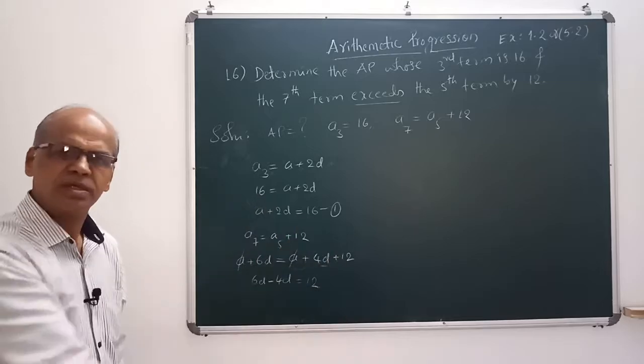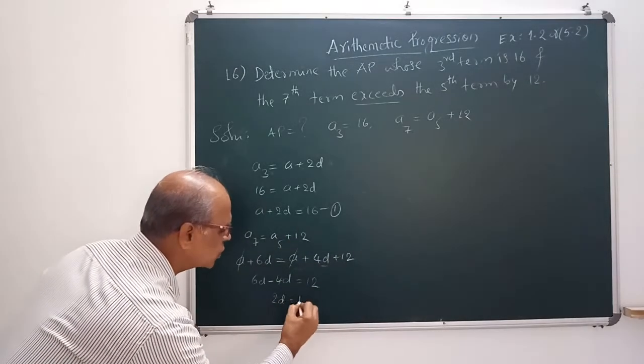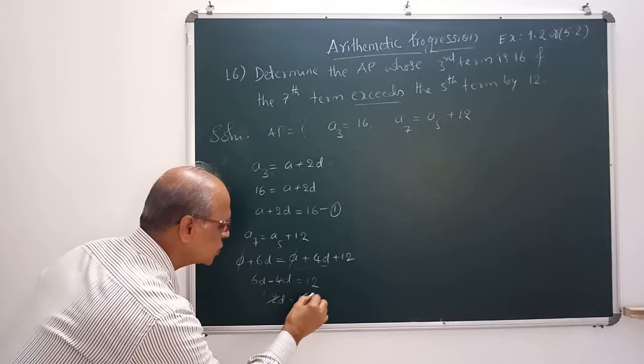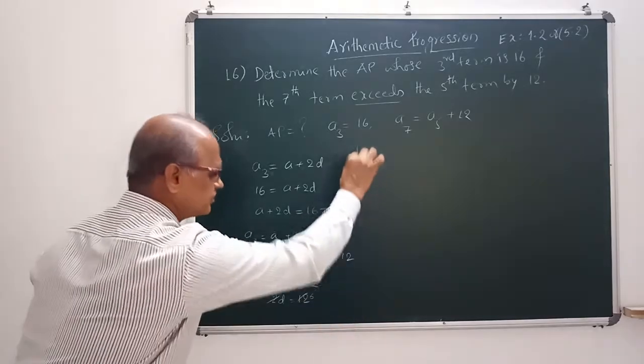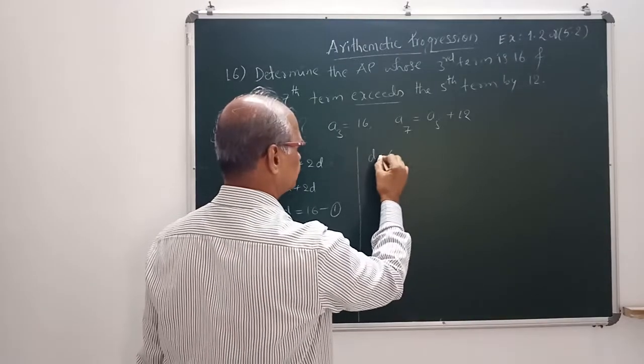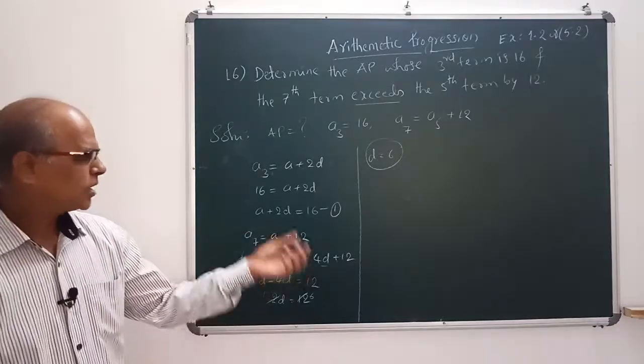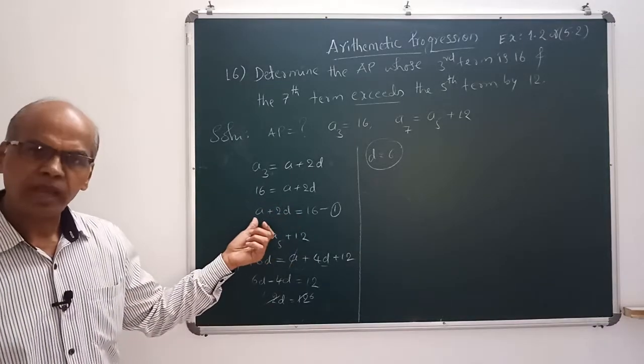This 12 remains on the right hand side. Now 6 minus 4 is what? 2D is equal to 12. 2 ones are 2, 2 sixes are 12. That means your D value is 6. What is your D value? D value is 6. Now use this equation 1 and find A.